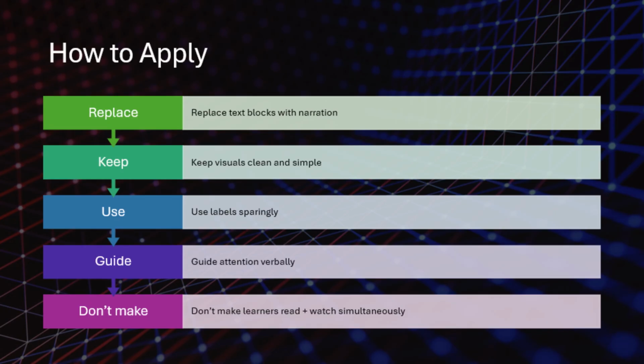How to apply this? Well, the most effective ways would be to replace text blocks with narration, keep visuals clean and simple, use labels sparingly, guide attention verbally, and don't make learners read plus watch simultaneously.